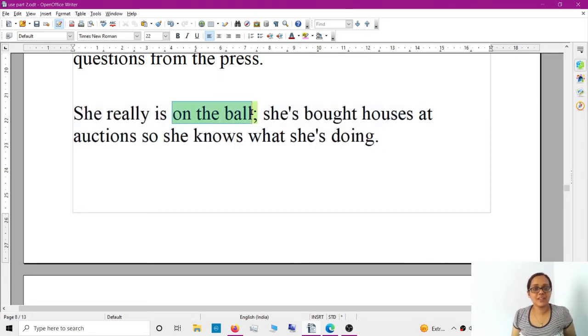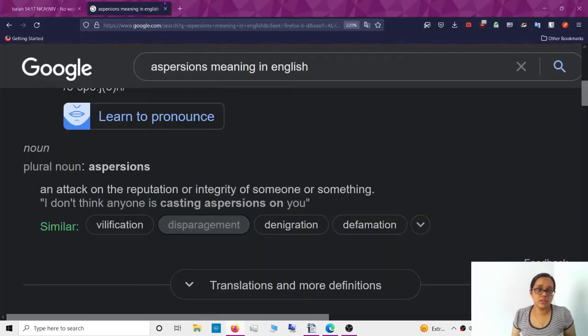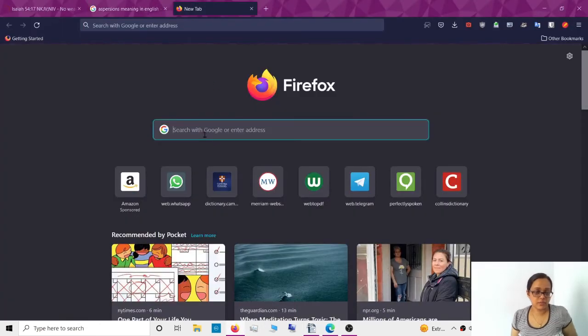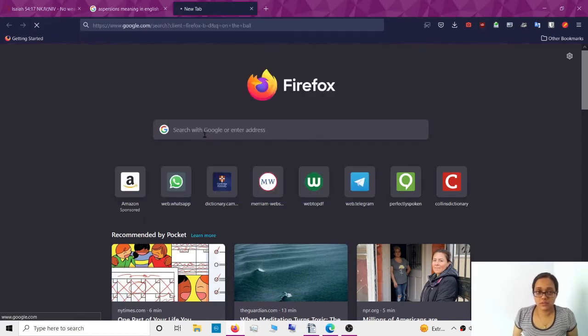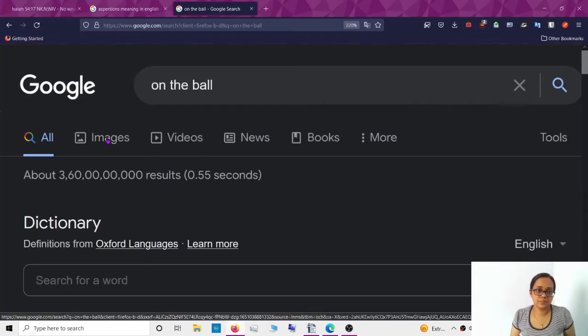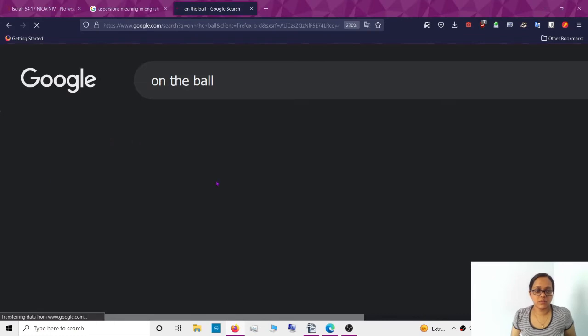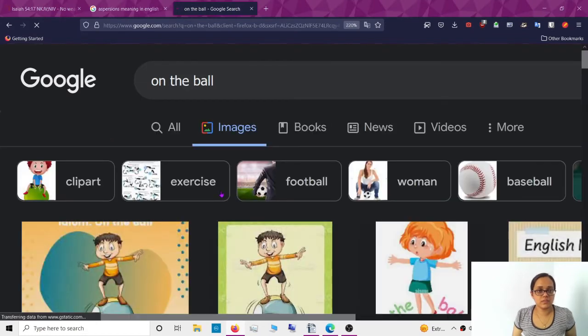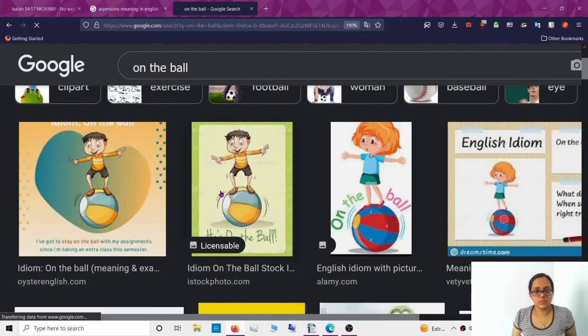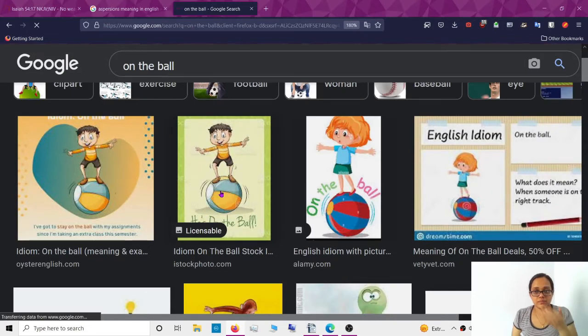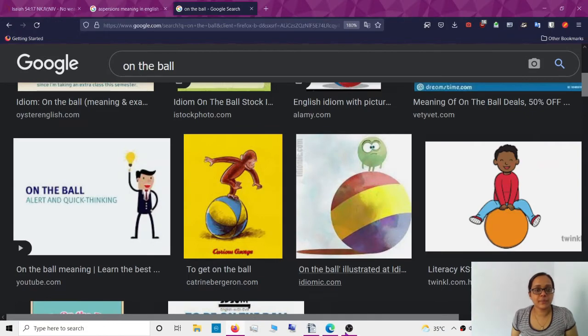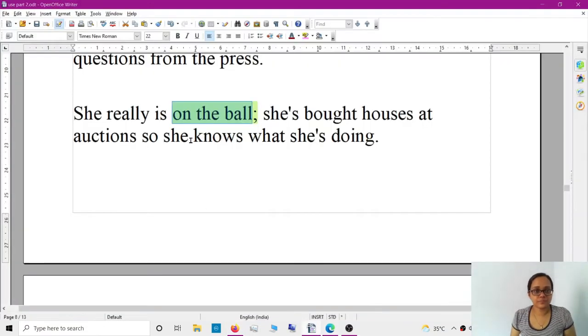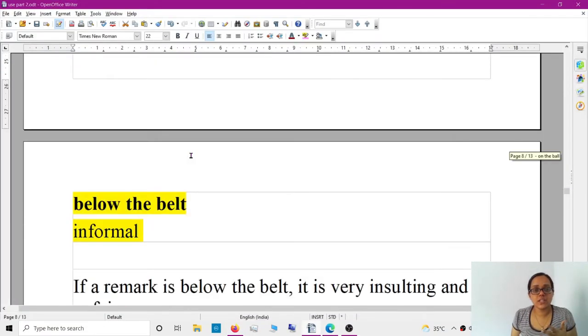Let me check if there is any picture for this. So these are the pictures related to on the ball. She knows what she is doing.